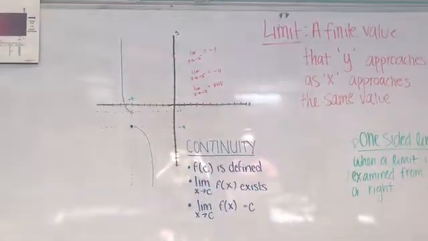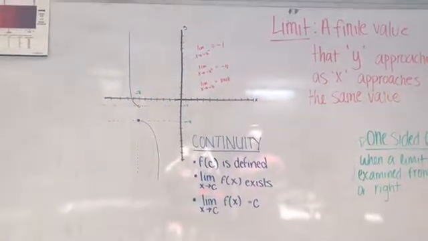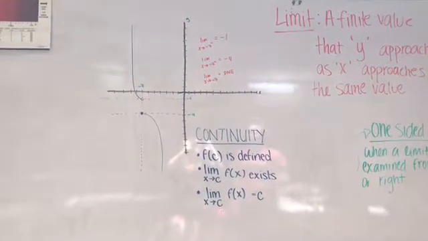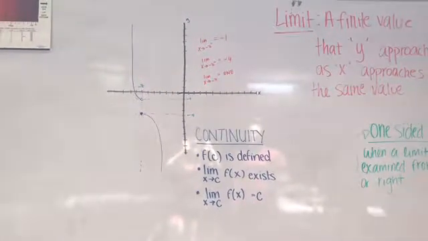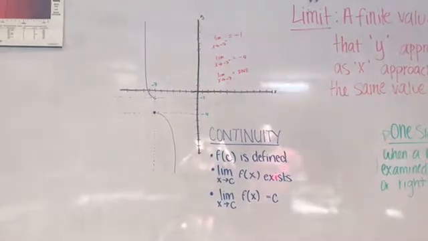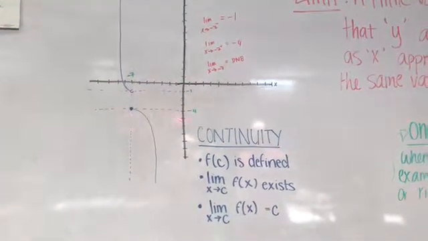To find continuity, these three things must be true. F of c must be defined, the limit as x approaches c of f of x must exist, and the limit as x approaches c of f of x must equal f of c. As we take a look at this graph, we should start with the first. F of c is defined. As we look at the graph, f of c is defined at -7 and -4.